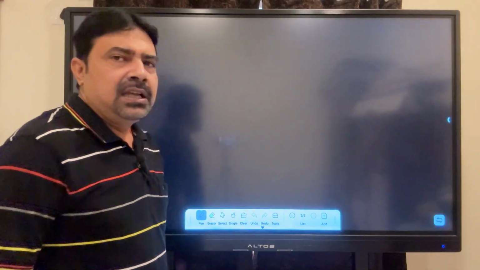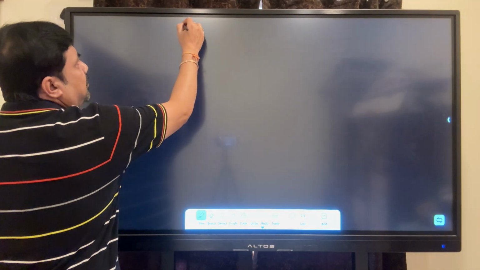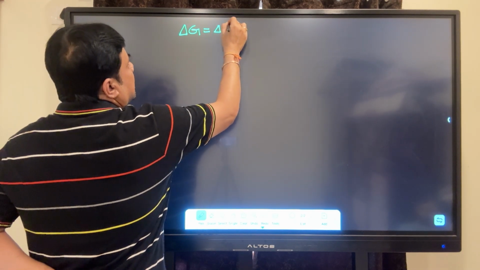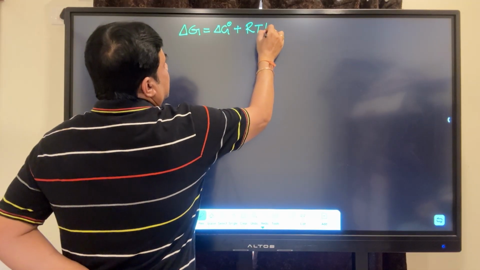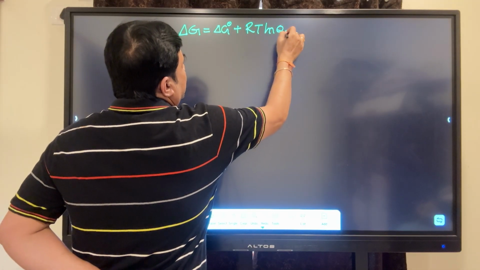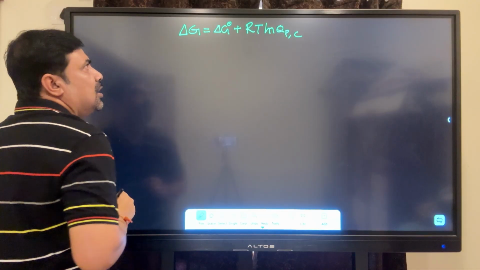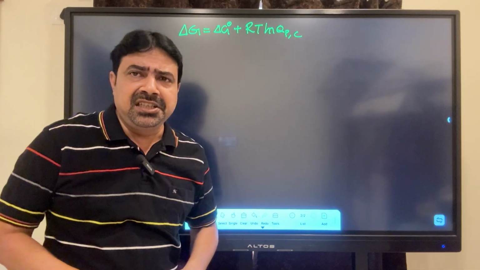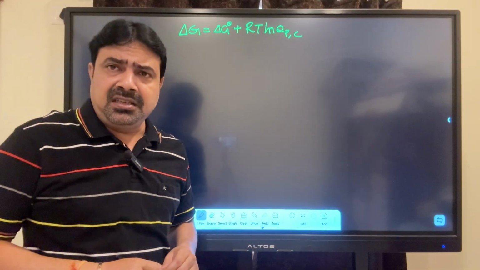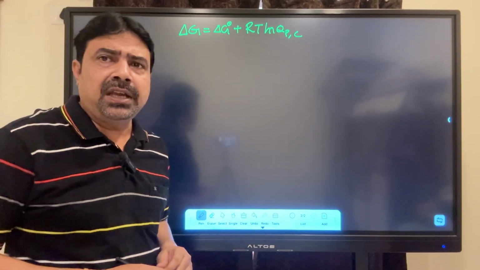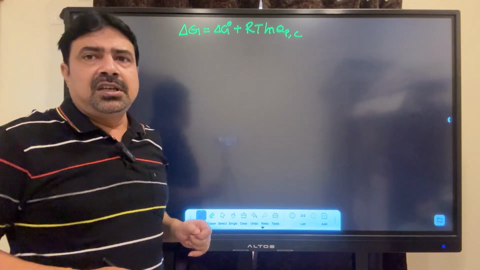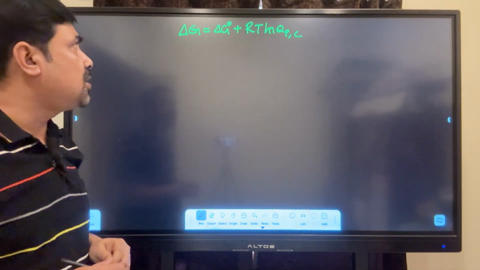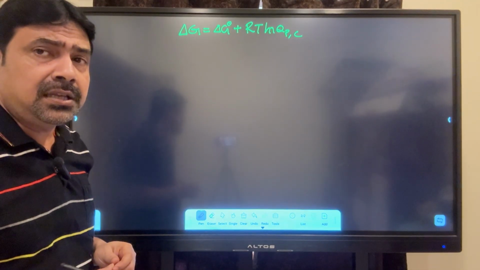Now we know very well the Nernst equation, everybody knows it comes from this derivation. Delta G is equal to delta G naught plus RT ln Q, where Q is Qpc. This equation is derived from thermodynamics. One equation is dG equals VdP minus SdT. From there at constant temperature, if we differentiate and then integrate, we can reach this equation: delta G equals delta G naught plus RT ln Qpc.